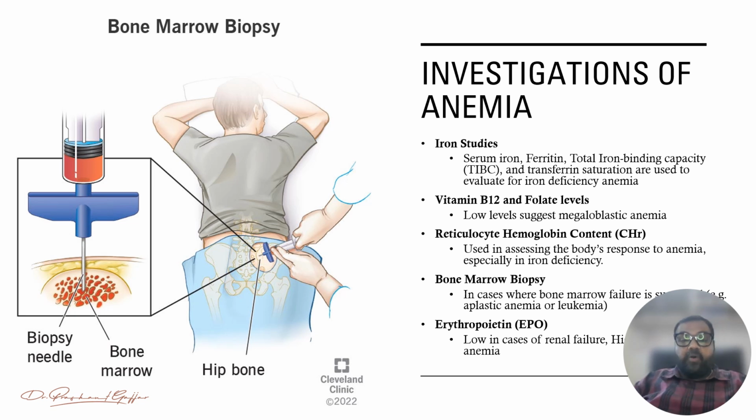And we may conduct a bone marrow biopsy in cases where bone marrow failure is suspected, like in aplastic anemia or leukemia. We have to do the erythropoietin level also, EPO. It is low in cases of renal failure and hereditary anemia, right? Now let's see the different additional investigations.